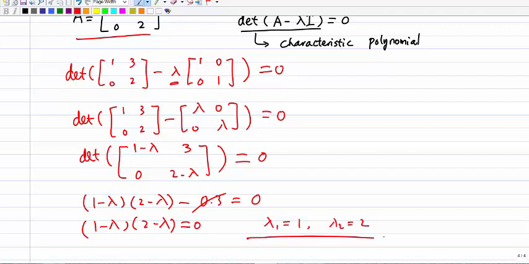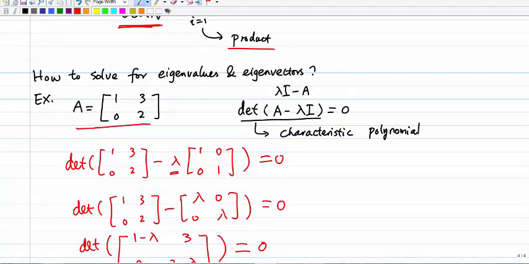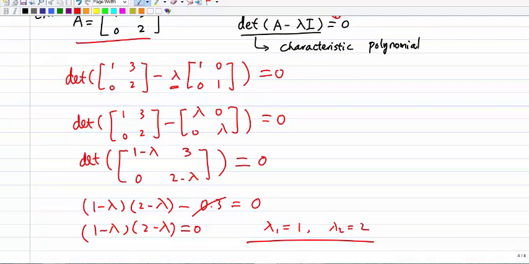So there are two eigenvalues. The determinant of A minus lambda I equals 0, you can also write as the determinant of lambda I minus A. It doesn't matter which one you use, they are equivalent. This is also called the characteristic polynomial. You set it to be 0 and find the solution, and that will give you the eigenvalues of the matrix A. I'll stop here and talk a little bit more about eigenvalues and eigenvectors next time.